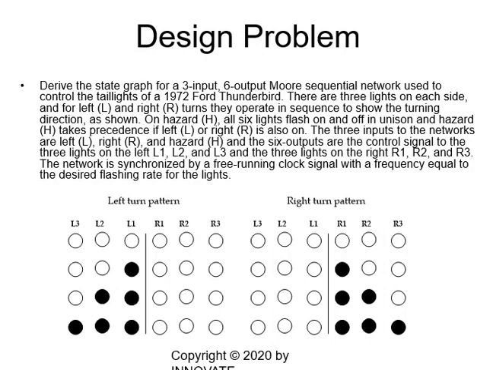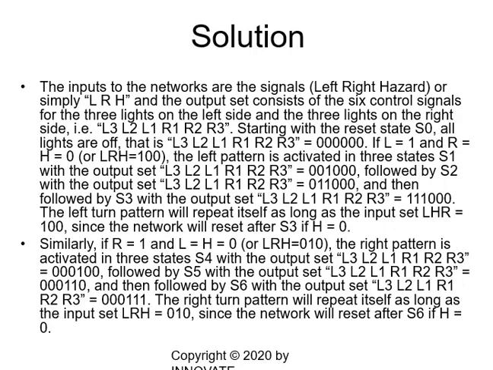The solution for this simple problem is as follows. The inputs to the network are left, right, and hazard, or simply LRH, and the output consists of 6 control signals with 3 lights on the left side and 3 lights on the right side, namely L3, L2, L1, R1, R2, and R3. So starting with a reset state S0, all the lights are off. It means L3, L2, L1, R1, R2, R3 are 0, 0, 0, 0, 0, 0.